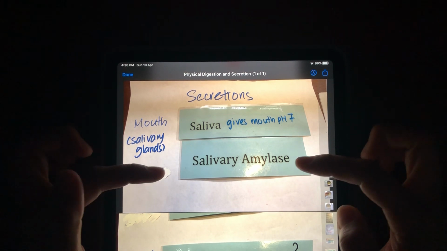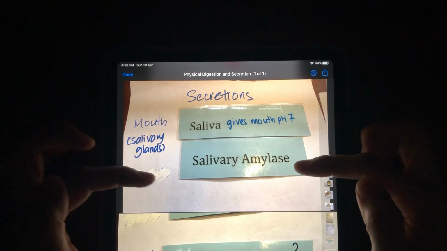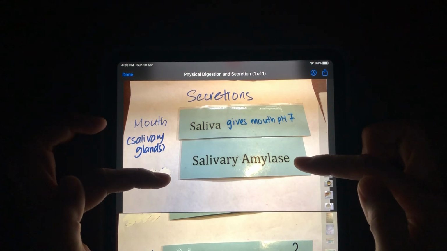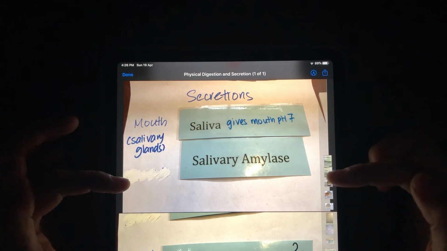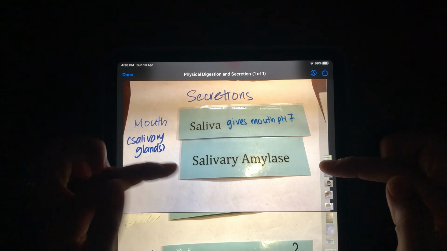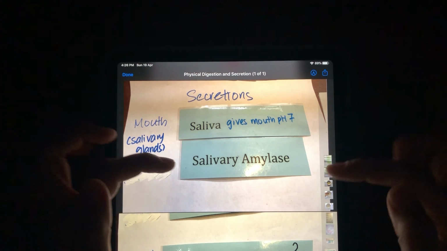So we write salivary amylase because there are other amylase that you will hear later in this video, and we distinguish the different amylase or the different enzymes by putting the word from where it actually is secreted. Okay, so salivary amylase and saliva in the mouth.